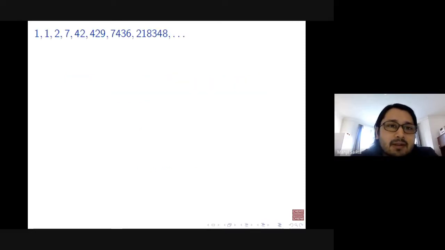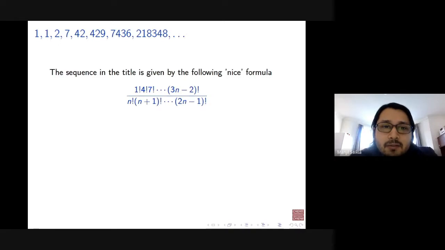So let's begin with this sequence 1, 2, 7, 42, and so on. The sequence is given by the following nice formula. You see that this is a quotient of products of factorials. And for me, nice formulas would be something like this, or sums over formulas of this type. Also nice in this sense is that if you do the prime factorization of this sequence, you will see that the prime factors are usually small. So in some sense that would also be nice for me, if the prime factors are small.